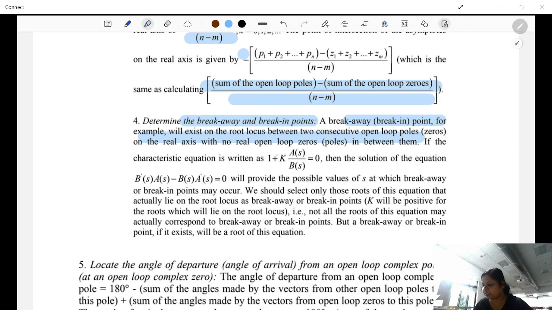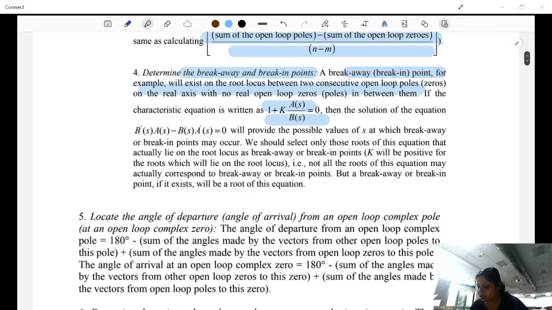So we want to find out the breakaway and break-in points. If from some complex poles, let's say, two branches are coming and they want to terminate at zeros on the real axis, they would come to the real axis, break in and split to the sides. We'll have this question related to breakaway and break-in points also. It would be more clear. That point is found out using this equation.